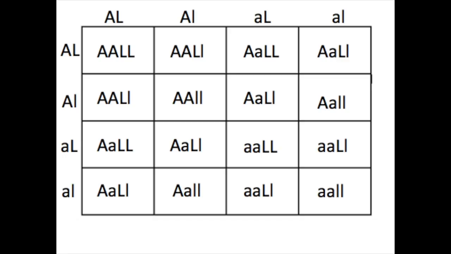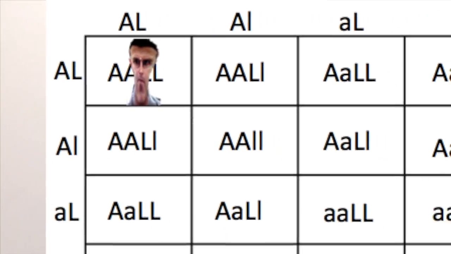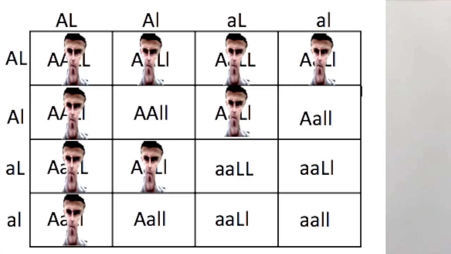For the phenotypes, remember we're talking about the physical traits. And for this example, if it has an uppercase A and an uppercase L, you're going to have an alien head and a long face. And I see in our example we have 9 of these.